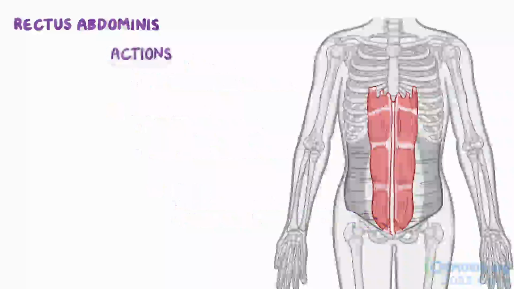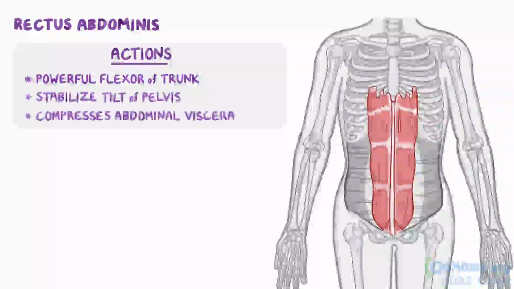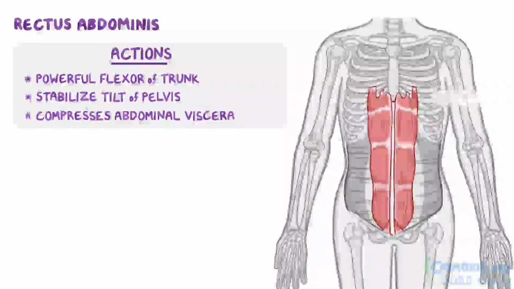The rectus abdominis is a powerful flexor of the trunk, so you can thank this muscle when you do your crunches. It also helps stabilize the tilt of the pelvis, and just like the other abdominal muscles, it compresses the abdominal viscera. The pair of rectus abdominis muscles is separated in the midline by the linea alba, which is a fibrous band composed of interweaving aponeuroses from the flat abdominal muscles.